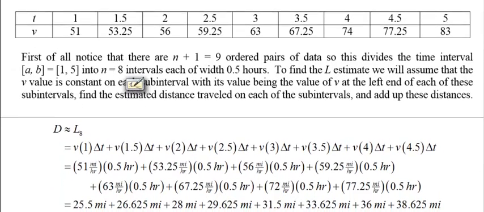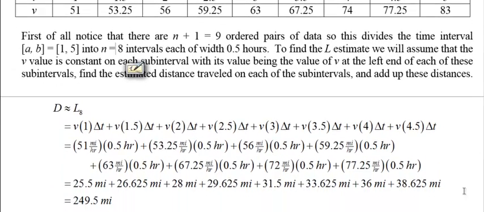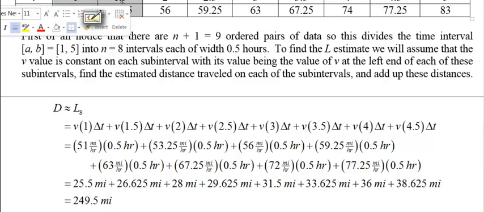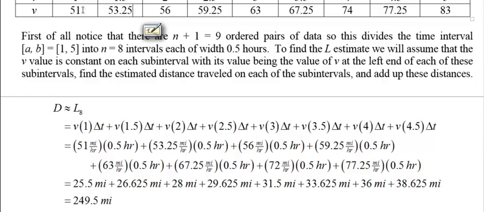Well, let's see. How would I do a left estimate? On each interval I would go to the left side. So for this first interval, I would go to the left side, which is 51 for the velocity, and then multiply by delta t of 1/2. So 1/2 of 51 is 25.5 miles that we're estimating there on travel that first half hour.